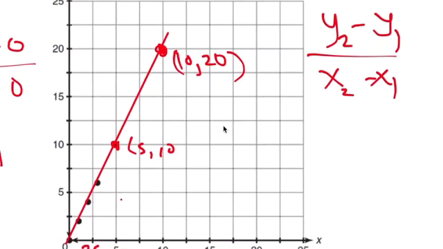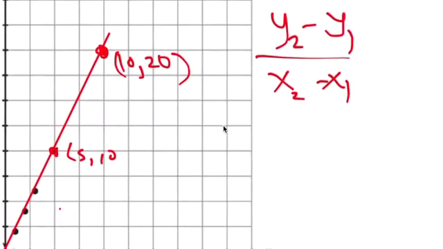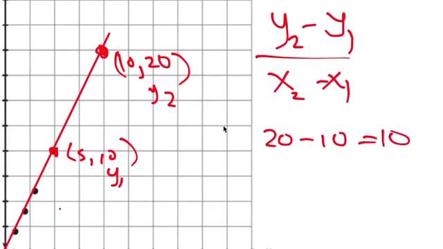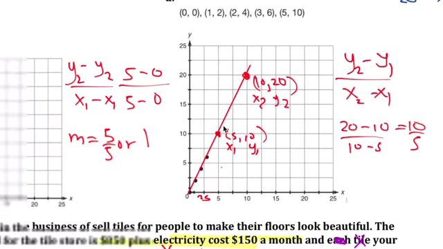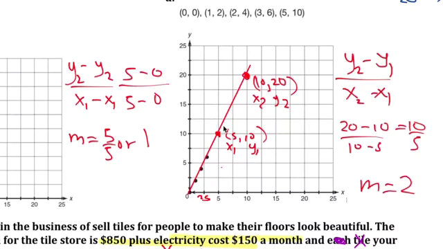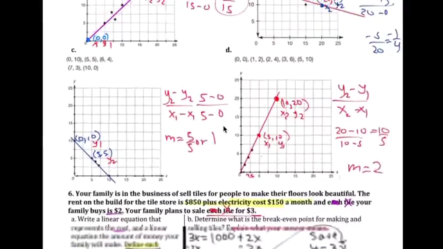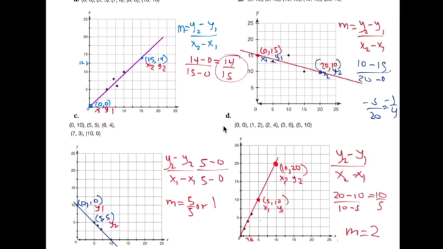And find the slope of the line. y sub 2 minus y sub 1, so 20 minus 10, which is 10. x sub 2 minus x sub 1, 10 minus 5 is 5. So the slope here is 2 over 1, or just 2. Okay, and that's how you do these. You should have different answers than me.